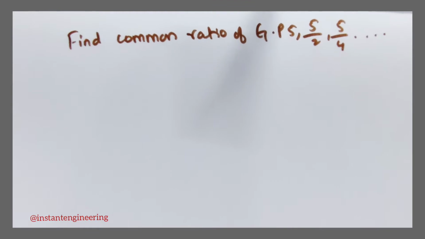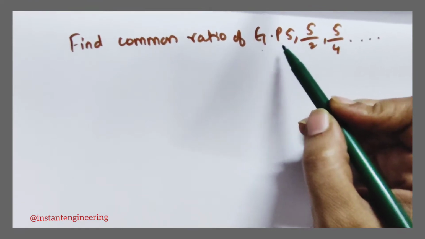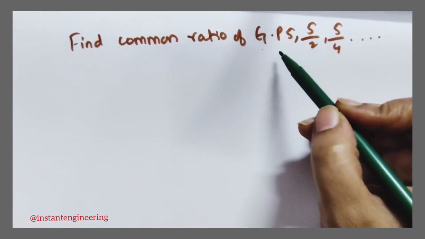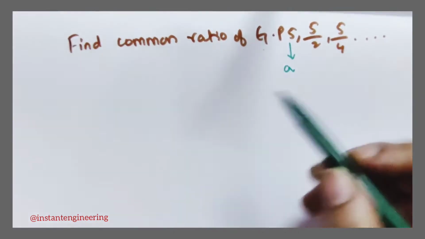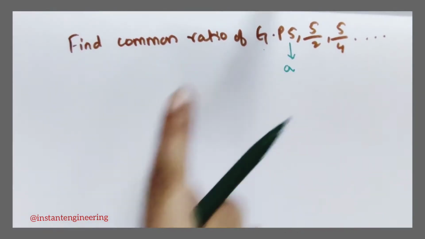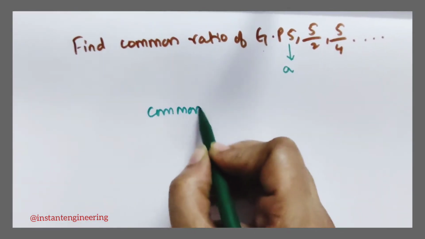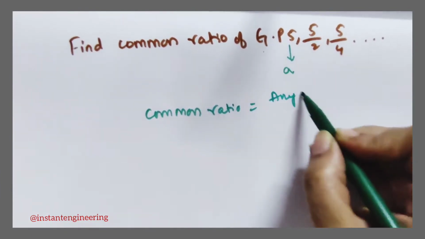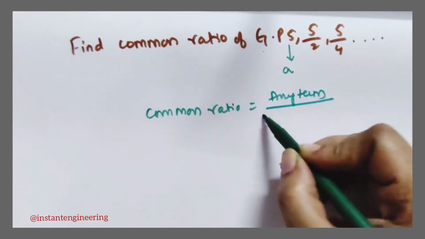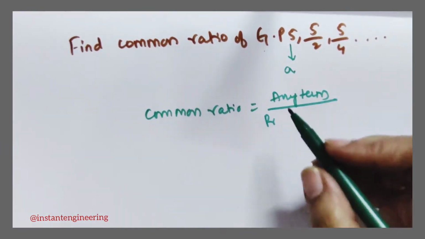So this is the next kind of question in the chapter progressions, that is geometric progressions. GP is called geometric progressions. Here also, same as arithmetic progressions, the first term is called A. We will find the common ratio R. There we had D, the common difference. Here we have the common ratio. The common ratio is nothing but any term, whatever you take, divided by the previous term. There you did the term minus the previous term.